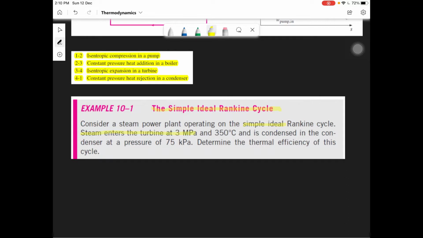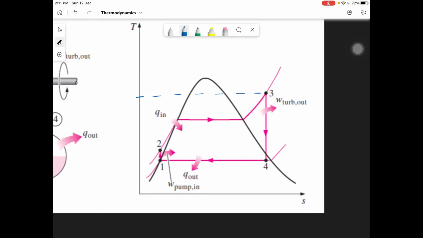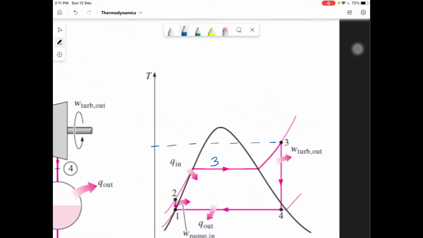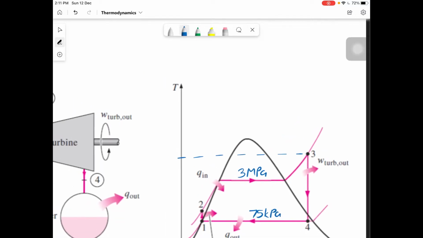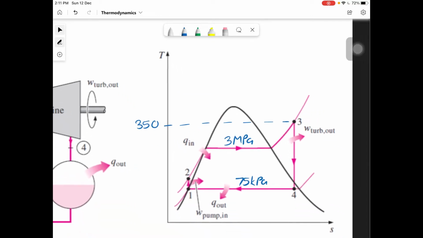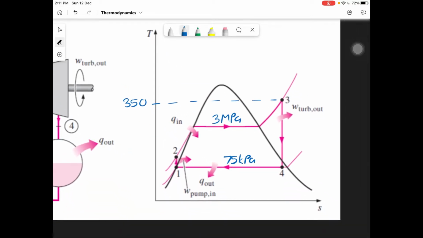Steam enters the turbine at 3 megapascal and at 350 degrees, and it's condensed in the condenser at a pressure of 75 kilopascal. Okay, so this is very simple. This is 3 megapascal. Meanwhile, this is 75 kilopascal. This 3 is 350 degrees Celsius. Okay, so this is what the question gives us.